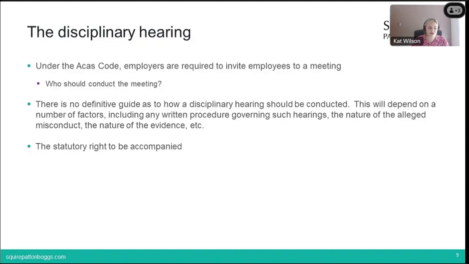Then moving on to the actual hearing itself. When it comes to the disciplinary hearing, there's no definitive guide as to how it should be conducted. This will depend very much on the nature of the allegations, what your disciplinary policy says, how many allegations there are to look at, and what the evidence looks like. There's nothing, as I say, set in stone, but it's about being sensible and making sure that you've got an adequate amount of time to cover all the allegations.